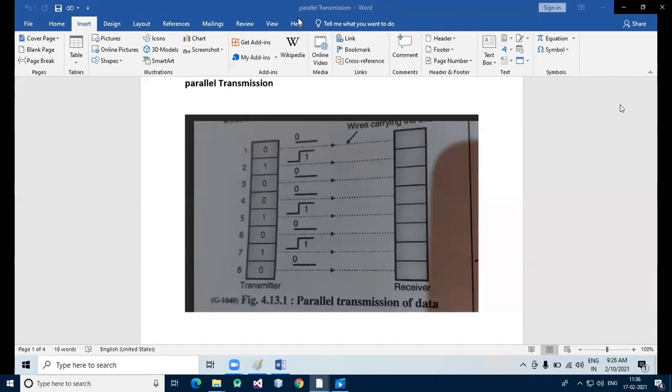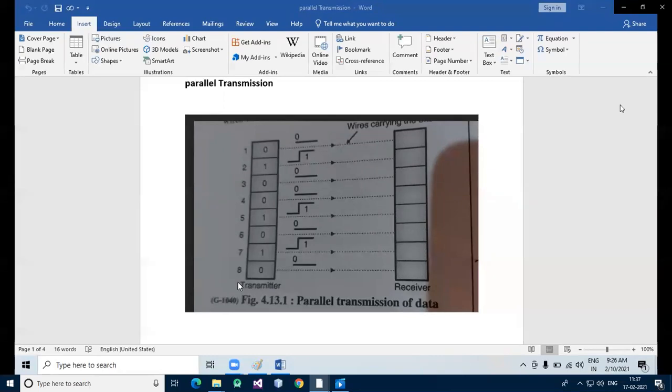So shown in this figure is the parallel transmission of 8 bits, 8-bit digital data, right? This will require 8 wires. So it is an 8-bit, so it requires 8 wires here for connection between the transmitter and receiver.